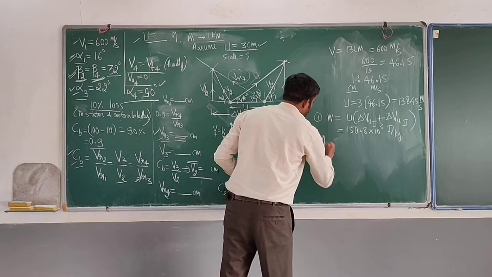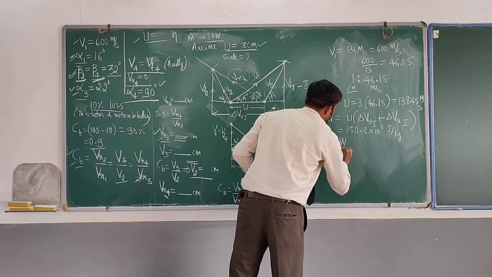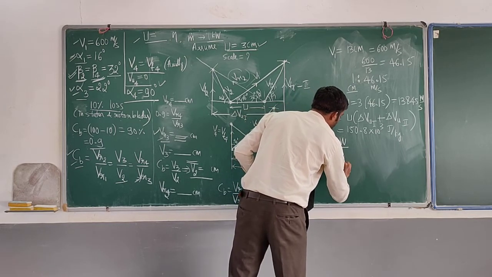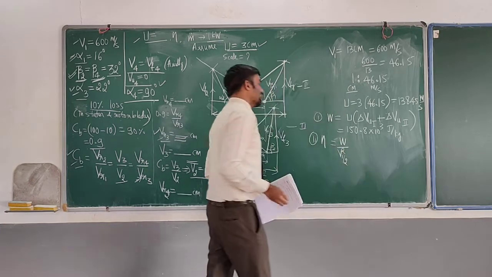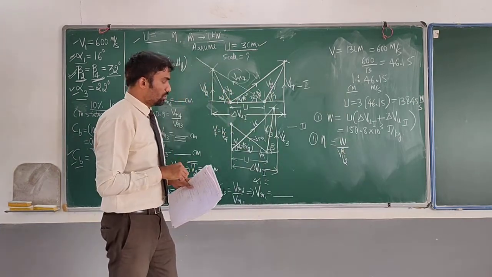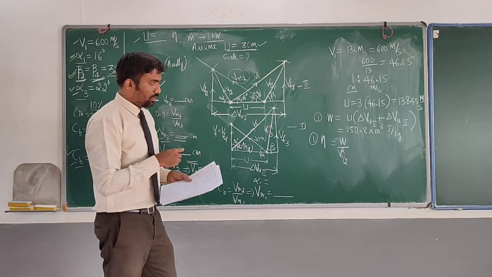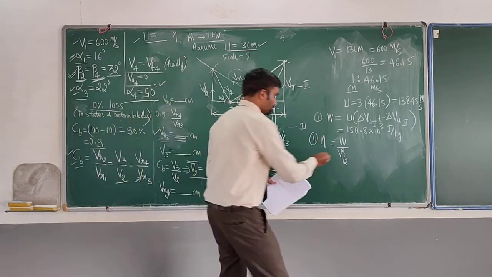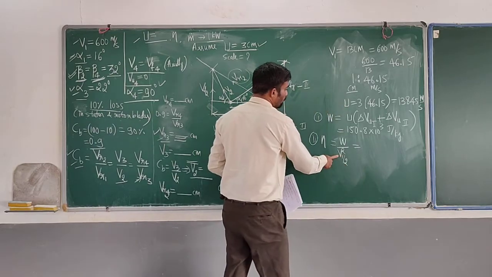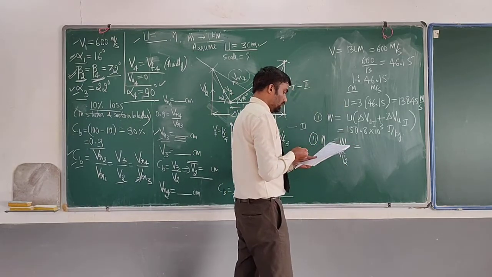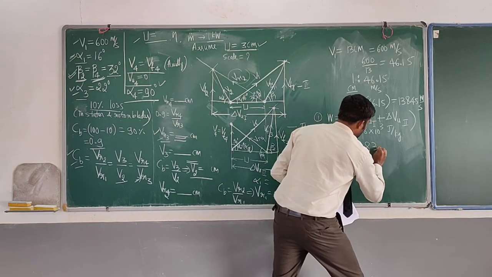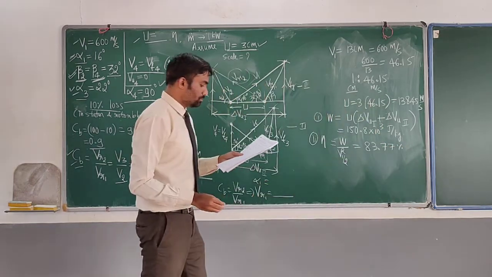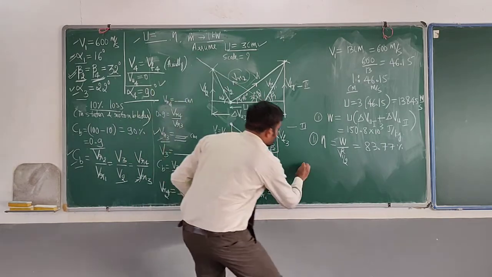The second parameter is the rotary efficiency, which is work done, output, upon input. Input is the kinetic energy of the steam. So work done upon V1 square by 2. We know the V1 value, we know the W value. If I substitute and calculate, I will get the efficiency around 83.77%.